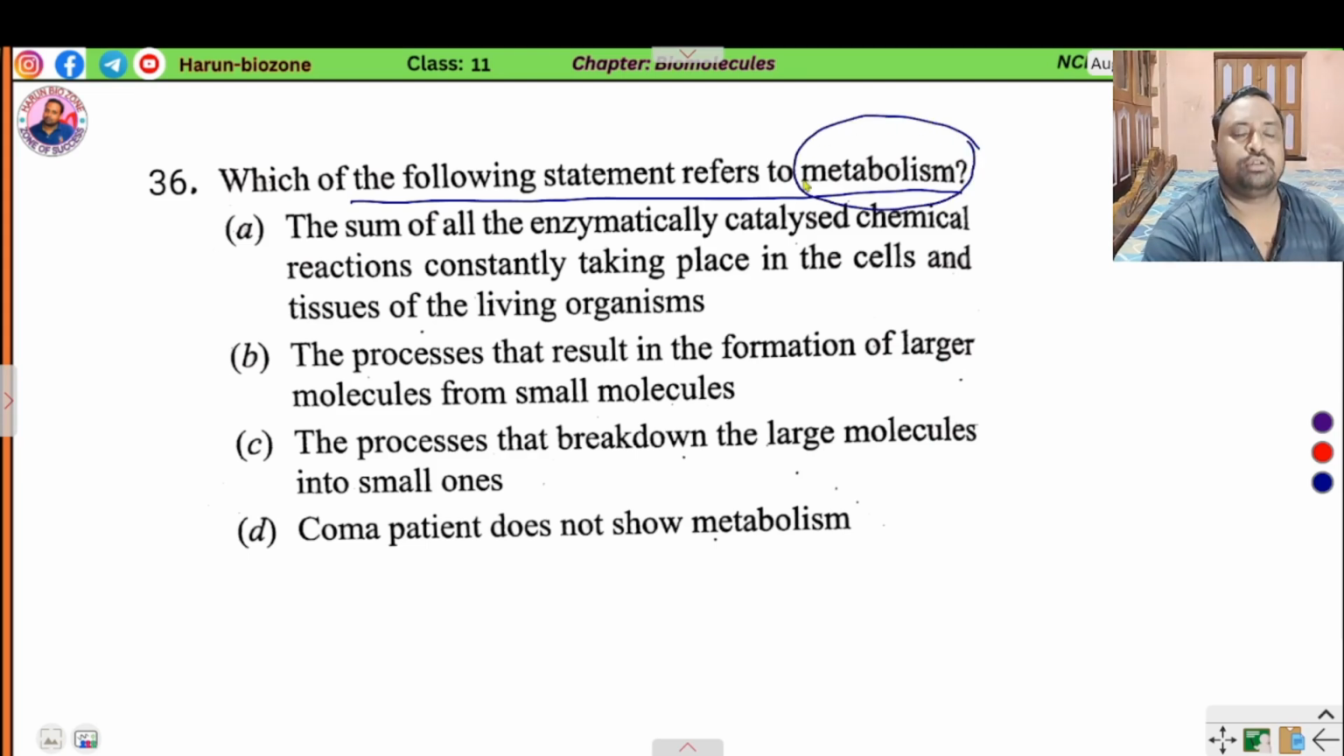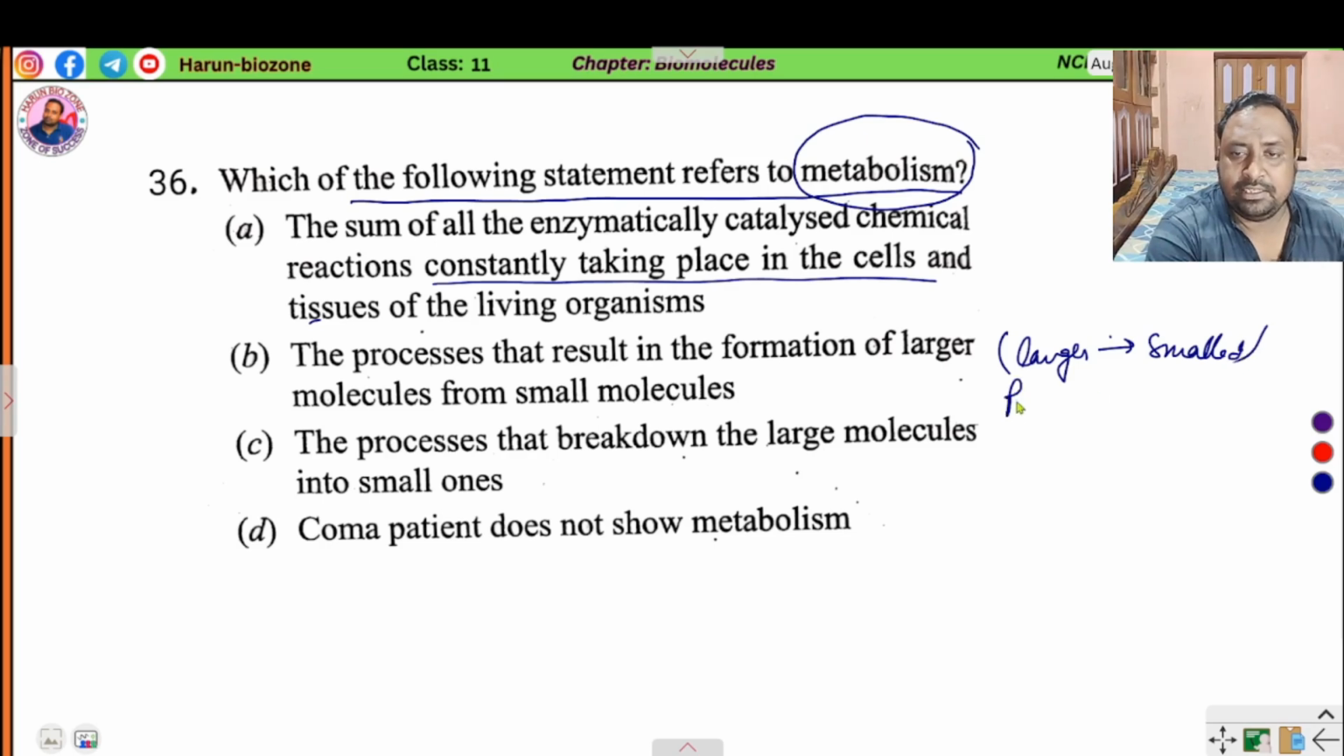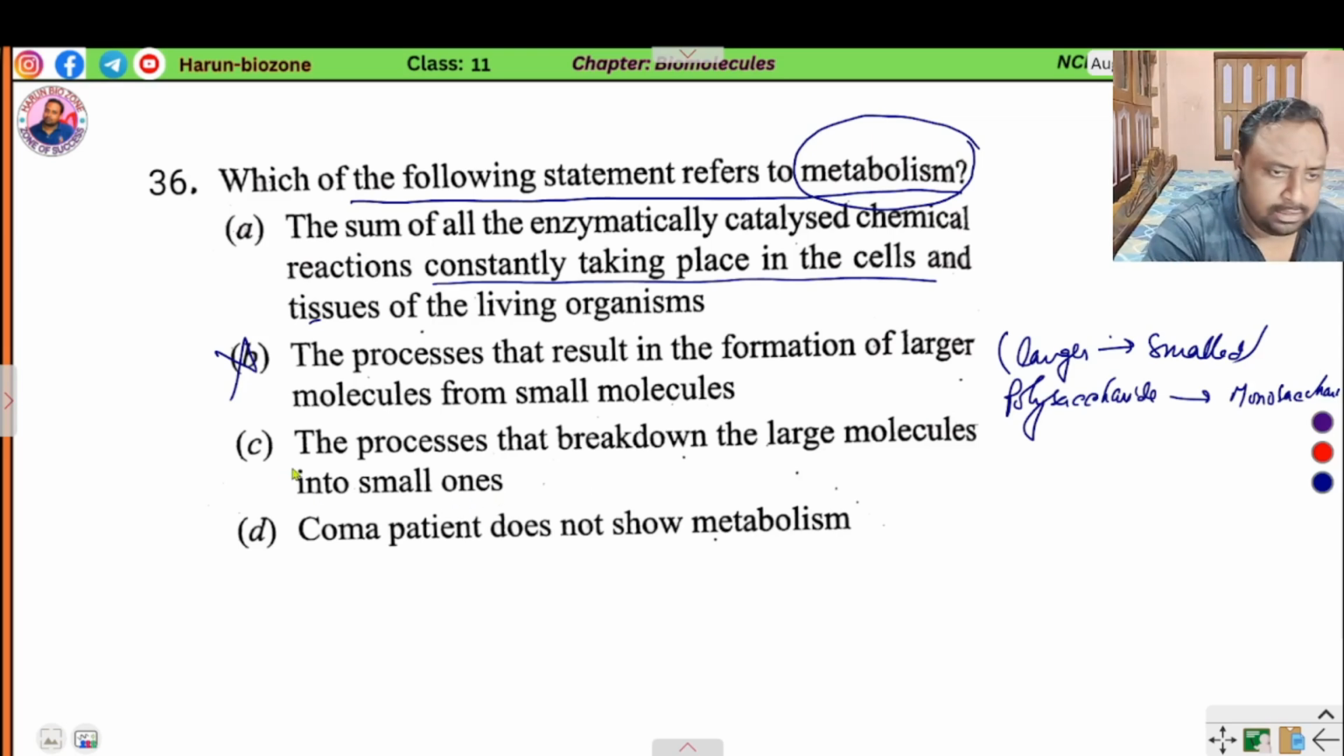Metabolism means digestion of the food in the alimentary canal. So let's see the options. A: the sum of all enzymatically catalyzed chemical reactions constantly taking place in the cells and tissues. B: the process that results in the formation of larger molecules. Not during metabolism, larger to smaller is formed. For example, polysaccharide to monosaccharide occurs during metabolism. So this is a wrong answer. The process that breaks down the large molecule, this is also right.